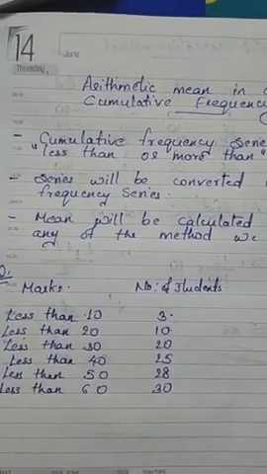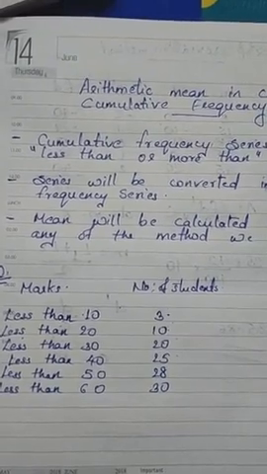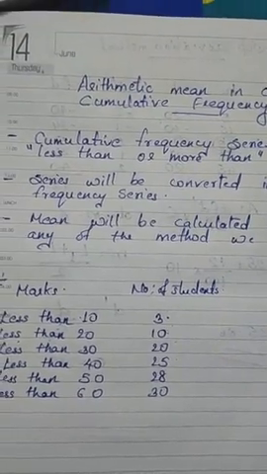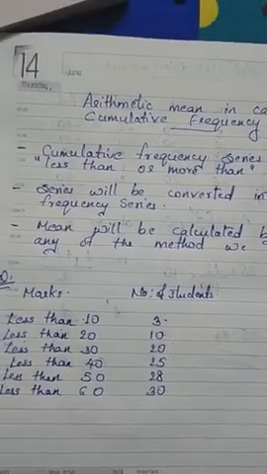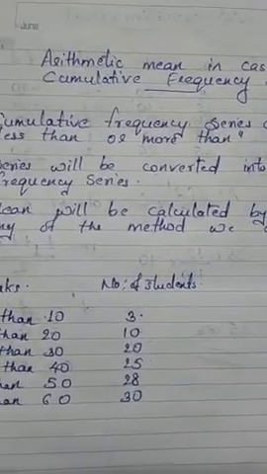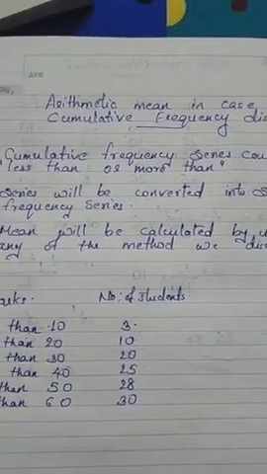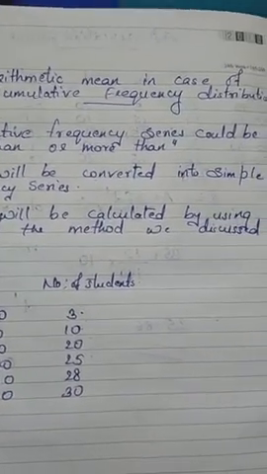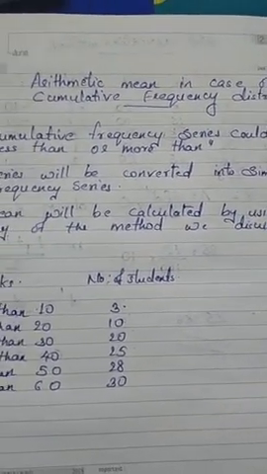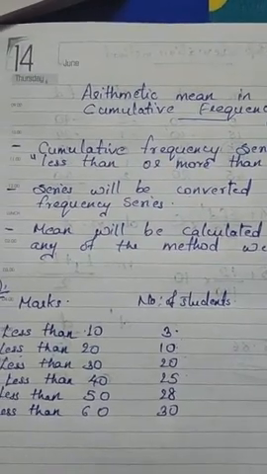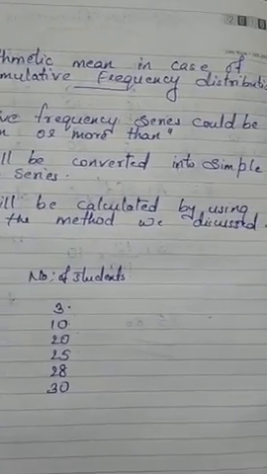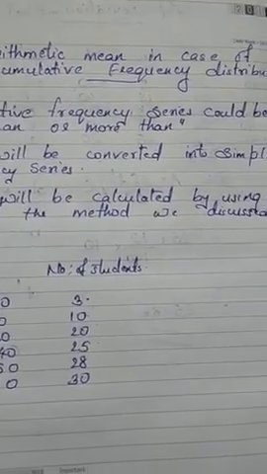Okay, so if it is given less than or more than, that means you have to understand that that is the cumulative frequency given. Okay, now in case cumulative frequency series are given, the first thing you have to do is convert that series into simple frequency. Okay, simple frequency. So first, a cumulative frequency series can be identified by less than or more than. Second step is the series will be converted into a simple frequency series, and after that, when you convert the series into simple frequency, the mean will be calculated by using any of the methods we discussed.